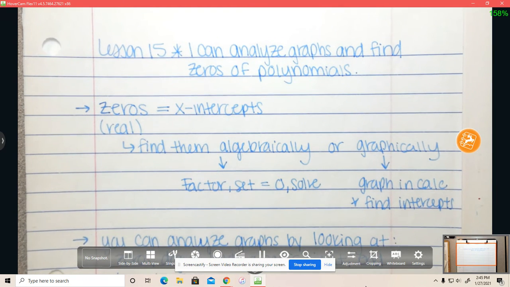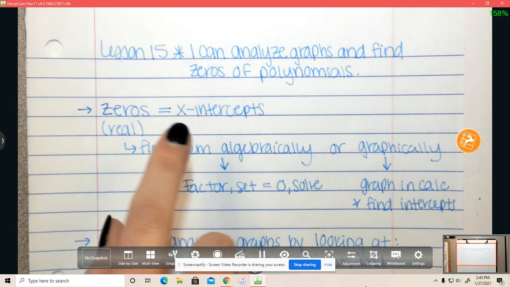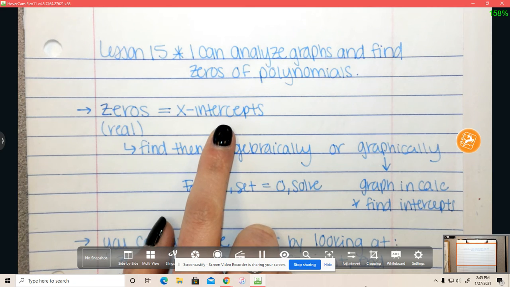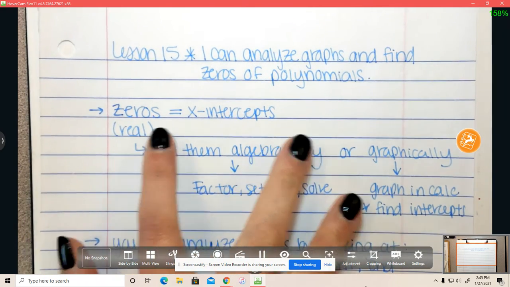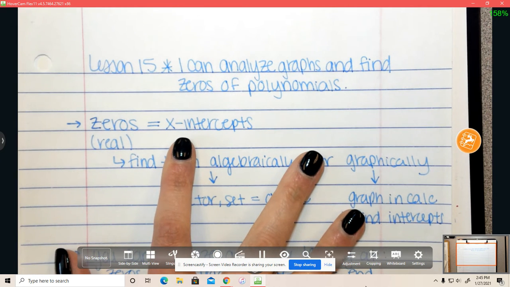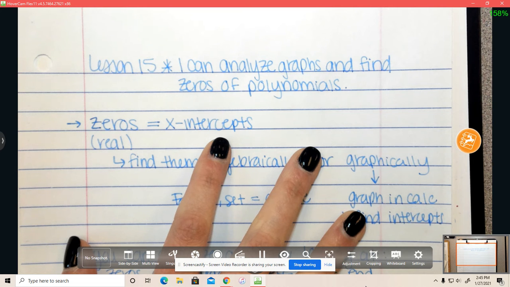So first, today we're talking about zeros, and we've made this connection before, but real zeros refer to the x-intercepts of the graph. So that's what we're going to talk about today. So zeros, or real zeros, are x-intercepts. So if you graph the function in the coordinate plane, the zeros appear as x-intercepts.